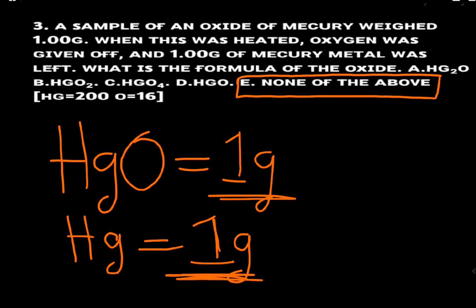It could have been intentional, and that's why I tried to answer the question for you. The oxide of mercury was given to be 1 gram, and after heating, you still have mercury of 1 gram. So 1 minus 1 will give you 0. There's no change in mass. So the best option that would go with this question is none of the above.